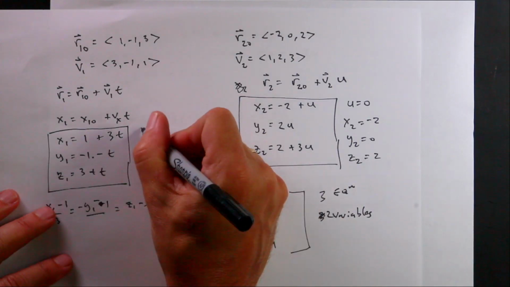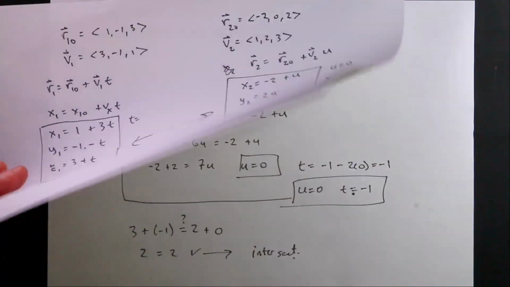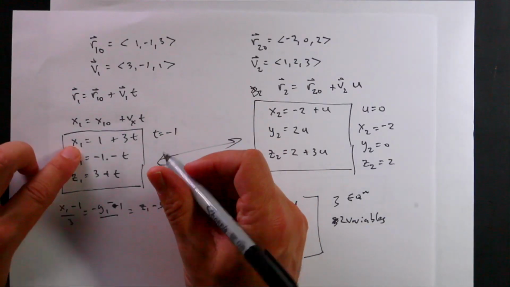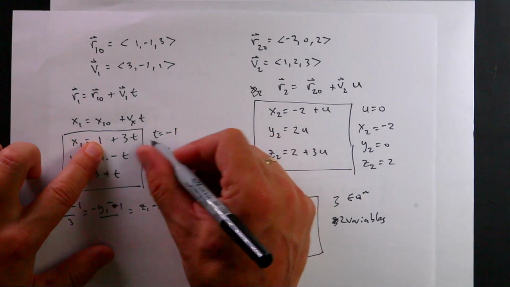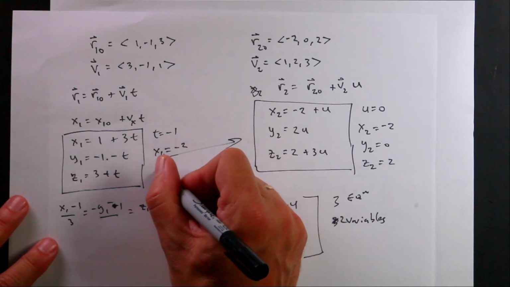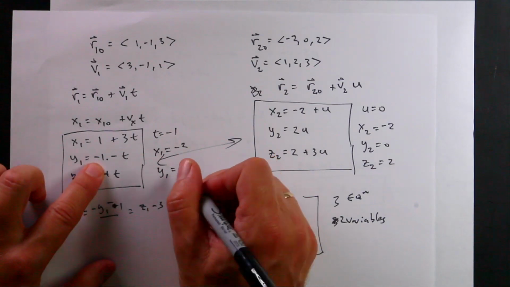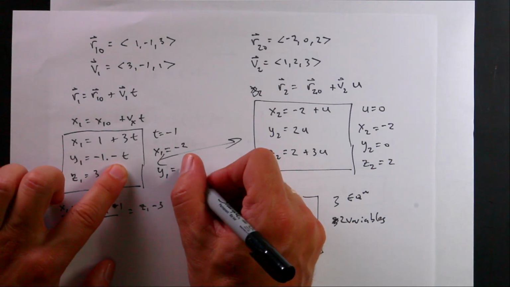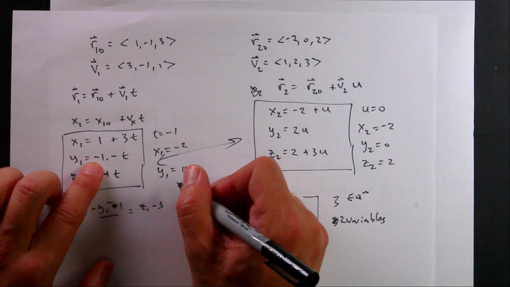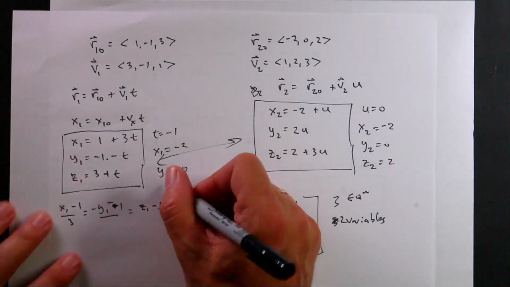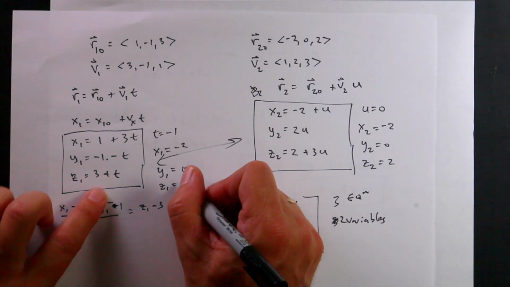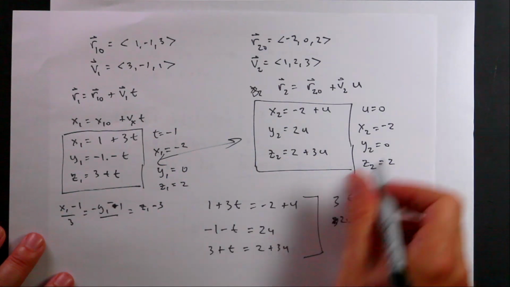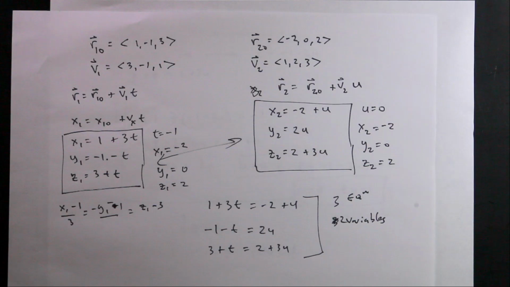Now, if I go over here and say t equals, what was it, negative 1, then I can put in my values here, and I get x1 equals 1 minus 3, so negative 2. y1 equals 1 minus negative 1, which is 0. Negative 1 minus negative 1, right? And then z1 equals 3 minus 1, which is 2. Same point. So we do have an intersection.